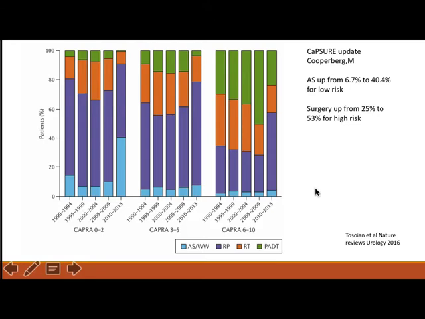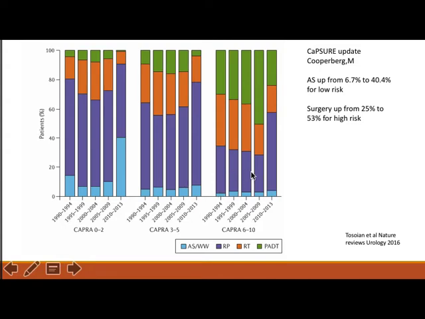I just wanted to show you this because this was in a review that just came out this month. This is CAPSURE data from Cooperberg, and it's broken down into CAPRA categories: low, intermediate, and high. The amazing thing is that in the low risk group, you can see the advent of active surveillance here, from 6.7 to 40% for the low risk group.